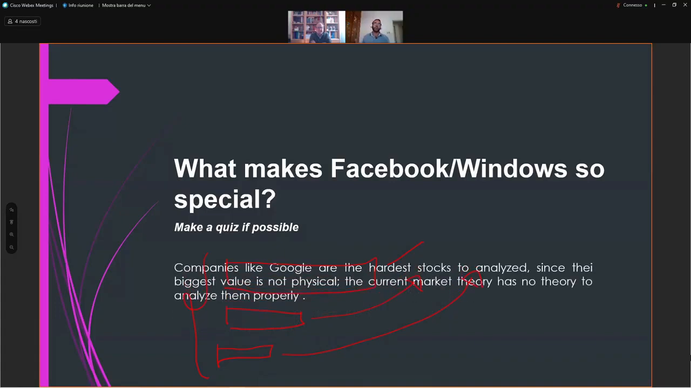So, as an example, companies like Facebook and Google are very hard to analyze. I'm an investor; 2 years ago I started to invest in the market. One of the difficult companies to invest in is Google, and Facebook too, because it's not physical. It's ideas, thoughts, creativity at work.